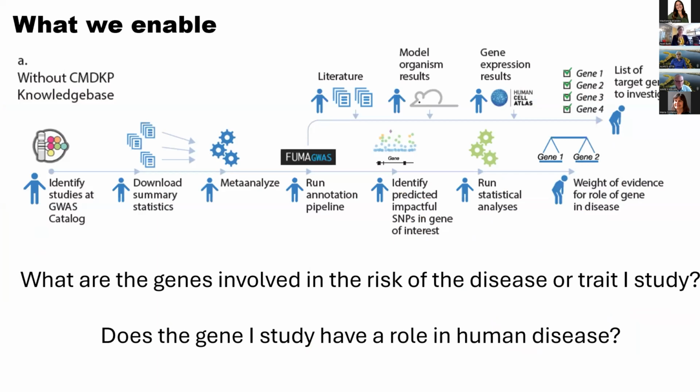If they are studying a given gene or trait, without the CMDKP, they would normally have to go to the GWAS catalog, download all the summary statistics, run a meta-analysis, and run a set of annotation pipelines like in FUMA GWAS. They would search the literature, mine model organism databases, understand gene expression results, and pull all that together, run a bunch of analyses, and then finally at the end, you may indeed have a list of target genes and whatnot, right?